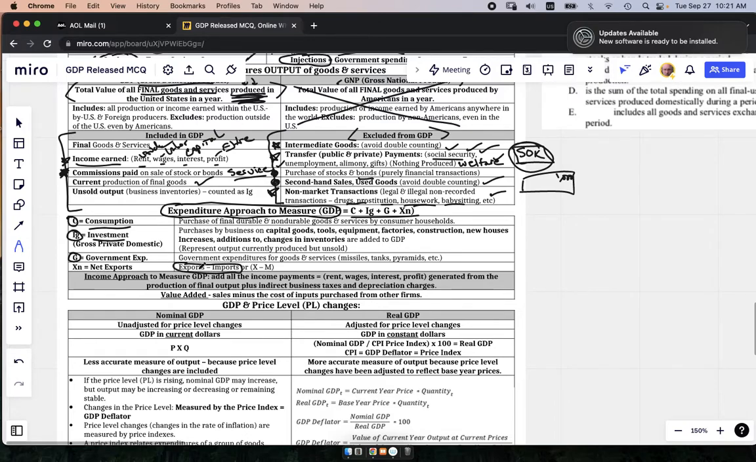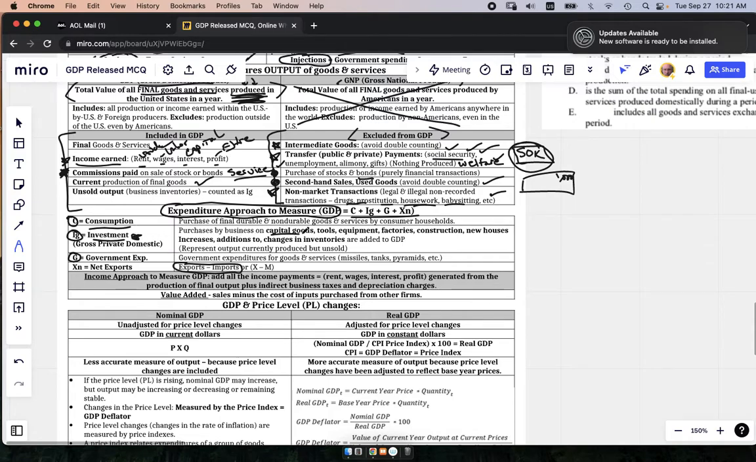Now you have to know it's exports minus imports, right? Remember, exports are in addition to GDP. Imports would be a subtraction from GDP. The other thing to make sure you recognize is investment. How do we define it?